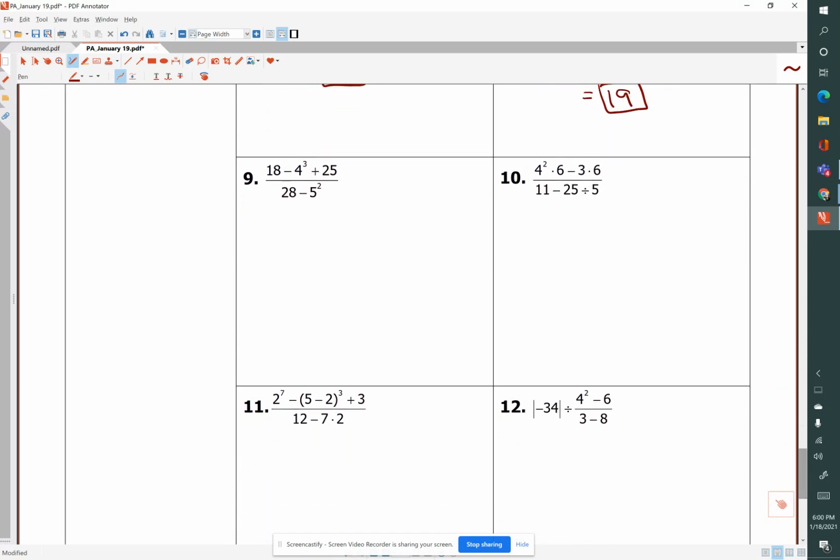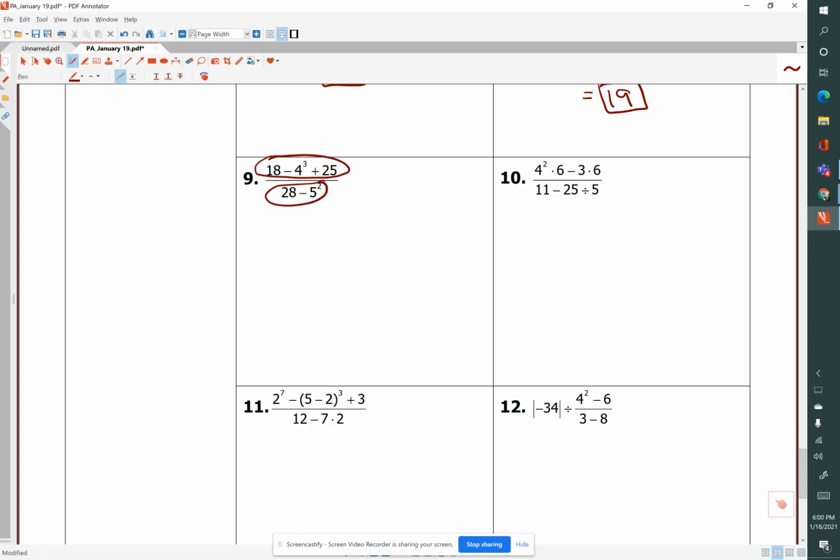Okay, number 9 and 10. I hope you take a minute to try them on your own. So think of the division as 2 problems until you get it really simplified, and then see if you can simplify further. So we've got the numerator and we've got the denominator.